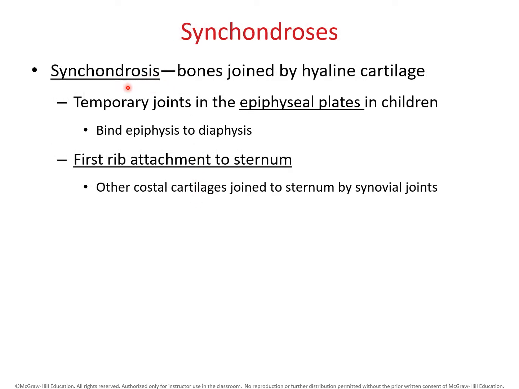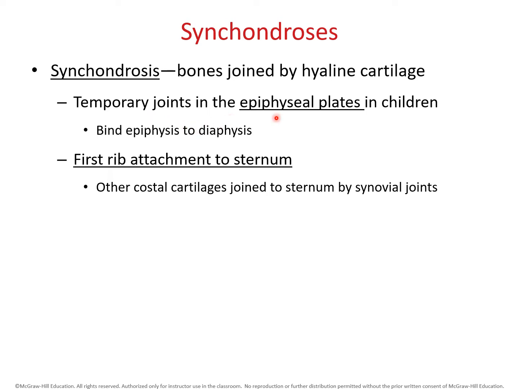So let's take the first one, synchondrosis. Notice we have our prefix syn, meaning close together, and we have chon or chond. Whenever you see that base word, it always means cartilage. So if you're talking about a synchondrosis, this is a joint where the bones are linked together by cartilage, not collagen, cartilage, specifically hyaline cartilage. Hyaline cartilage, which you've already learned a little bit about, is the cartilage that is associated with bone.